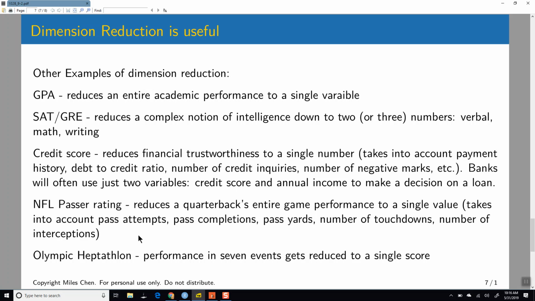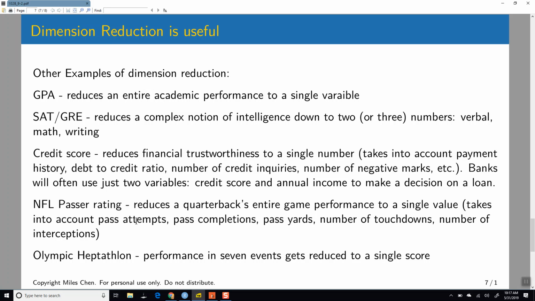If you watch football, there's something called the passer rating. This is a measure of performance that quarterbacks get for a game, and it takes into account things like how many passes they attempted, how many passes were completed, and how many yards total were passed. And it reduces a performance over a game, or an entire season or career, down to a single number.